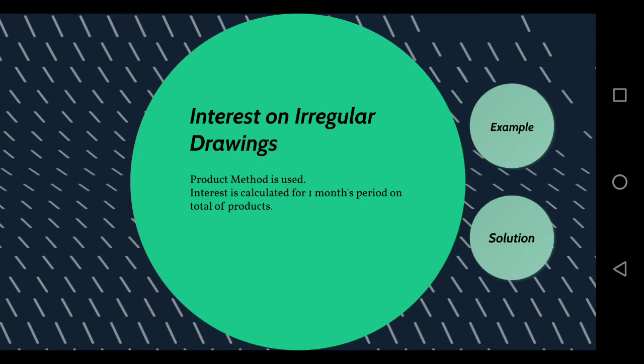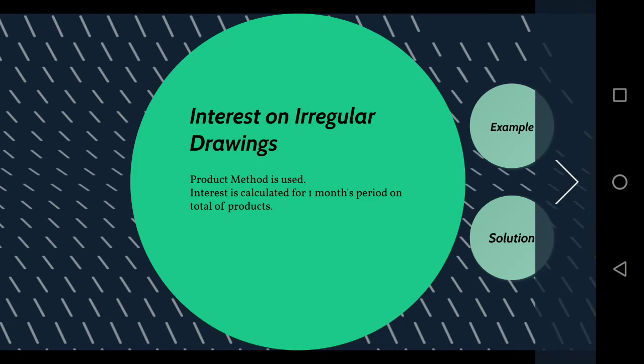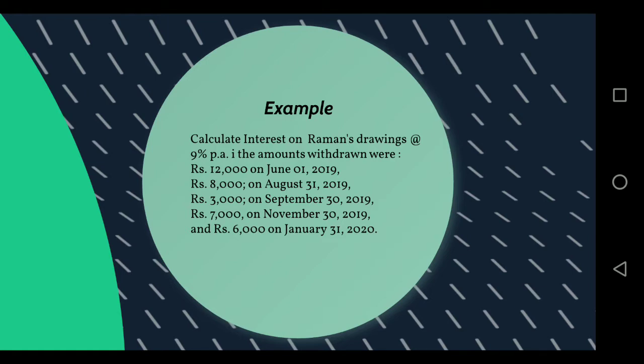Now we must understand what is product method. And remember, whenever product method is used, interest is calculated for 1 month's period on total of products. Okay, I have taken an example to make you understand this product method. Calculate interest on Raman's drawing at 9% per annum if the amount withdrawn were, we are given different dates and different amount, rupees 12,000 on June 1, rupees 8,000 on August 31, rupees 3,000 on September 30, rupees 7,000 on November 30 and rupees 6,000 on January 31.